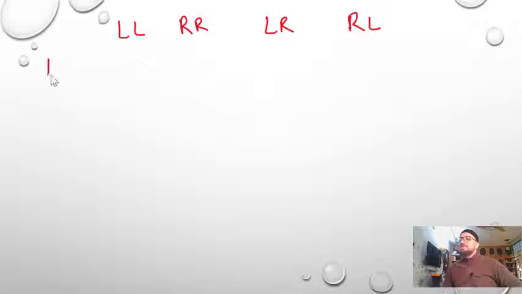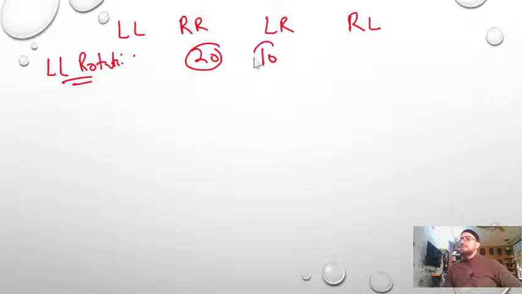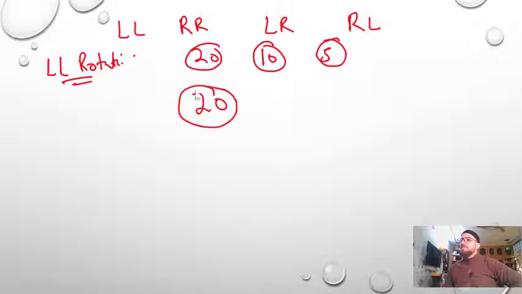Let us take first the left rotation. This is LL rotation, or left rotation. Say for example we got the nodes here: 20, then after 20 we have to fill up the 10, then we have to fill up the 5. Now, 3 nodes I have. I put the 20 here, that's the root node, and balance factor is 0, because left is this.